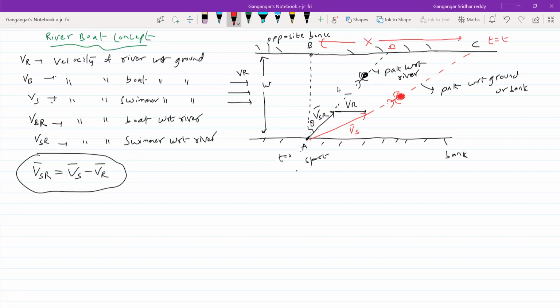Now, let it be a boat instead of a swimmer. Tell me which quantity you can measure. VR, can you measure it? Using fluid mechanics, I can measure VR. Can you measure VSR, VBR, the velocity of the boat with respect to the river?